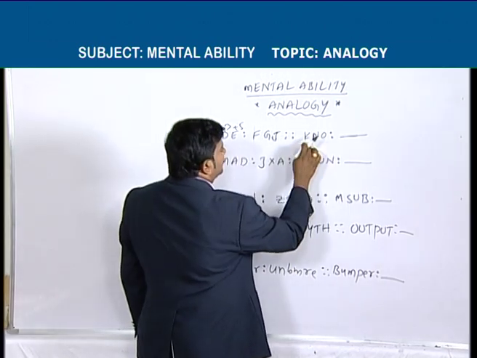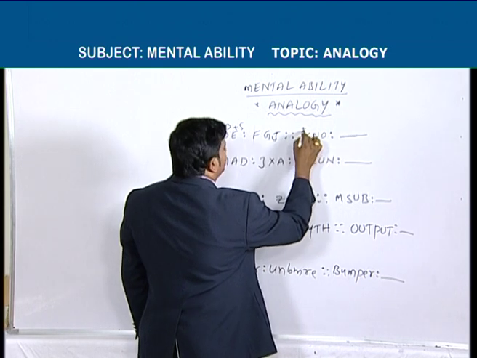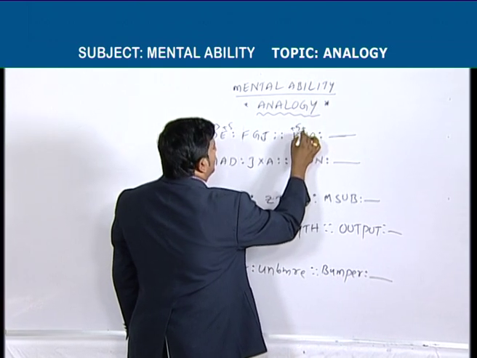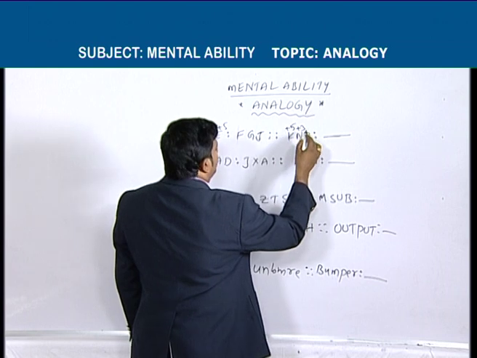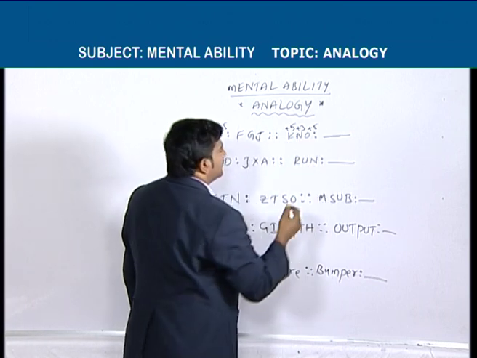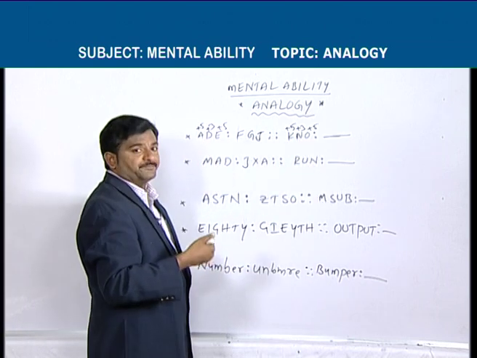Here also, K N O. For K, I need to add plus 5. For N, I need to add plus 3. For O, I need to add plus 5. Plus 5, plus 3, plus 5.